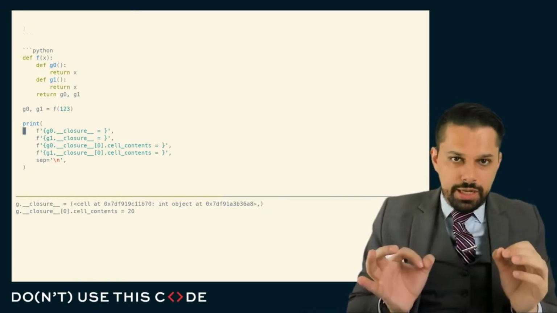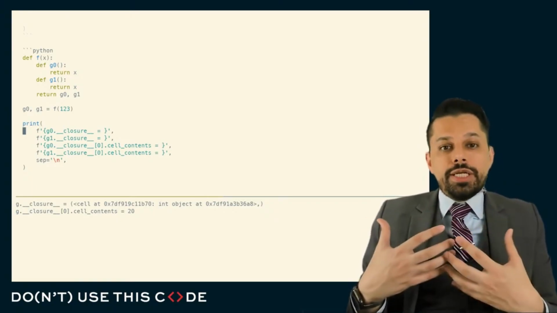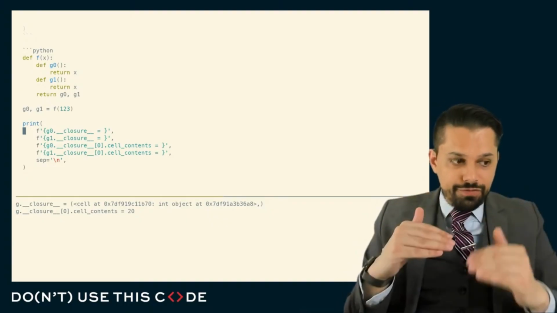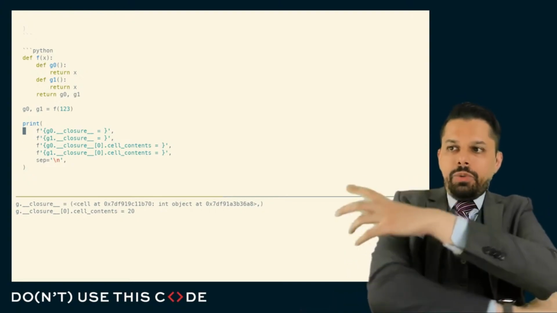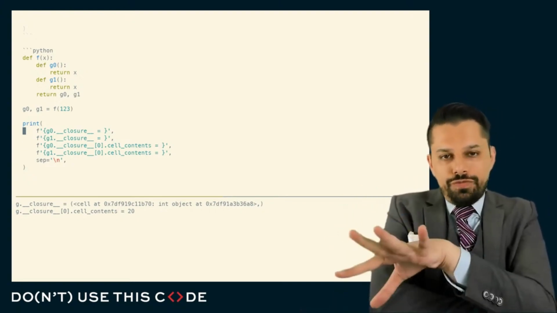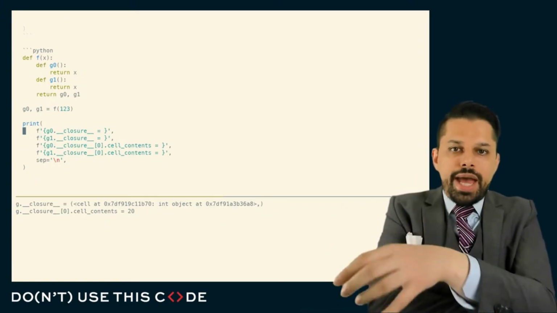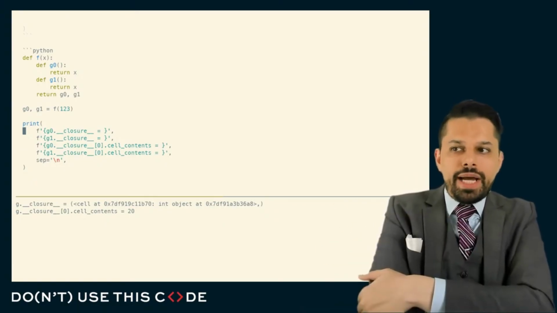This closure cell is an entity that we need to pay attention to, and it represents an indirection from the function to what was in that enclosing environment. Let me show you what I mean. Here we have G0 and G1, which are two functions that are created that close over X that's provided in their defining environment by F.